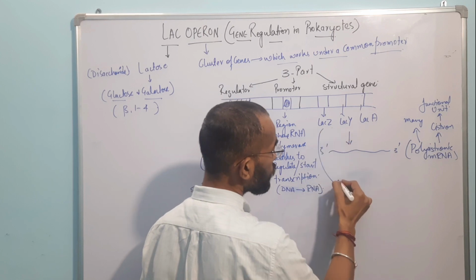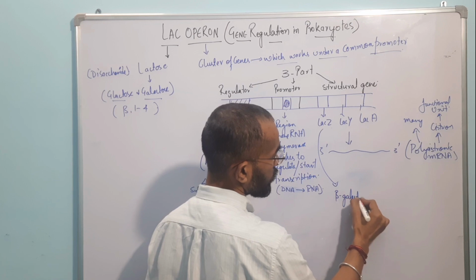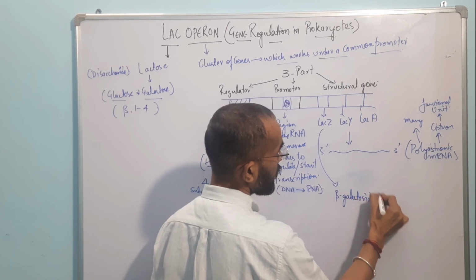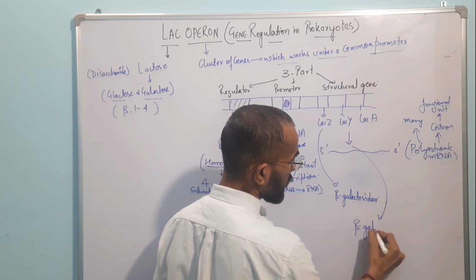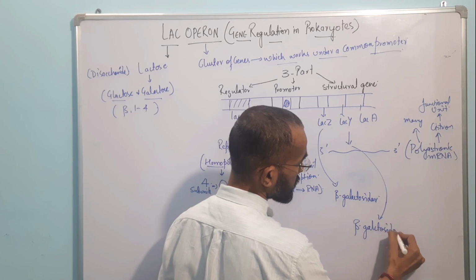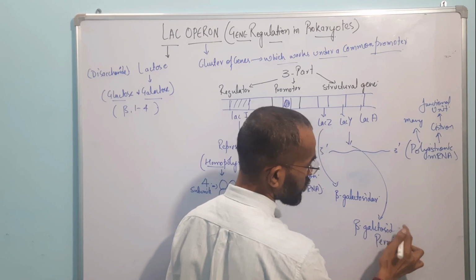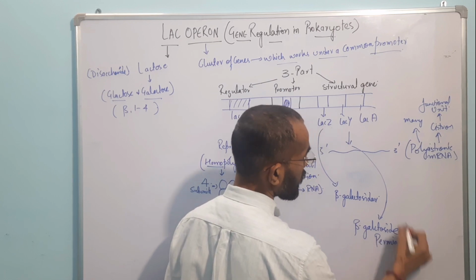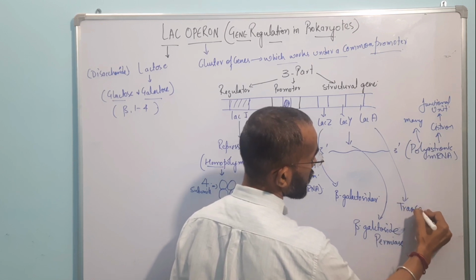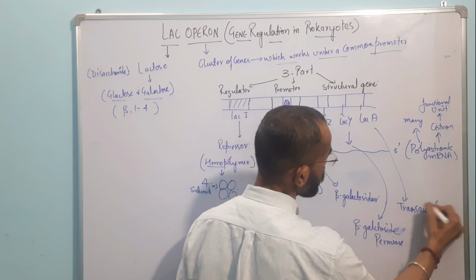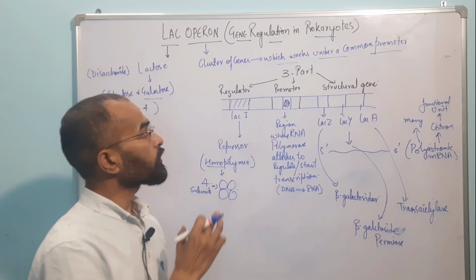So here lac Z forms the beta galactosidase enzyme. Lac Y forms beta galactoside permease, and lac A forms transacetylase. So this is the structural part of the lac operon.